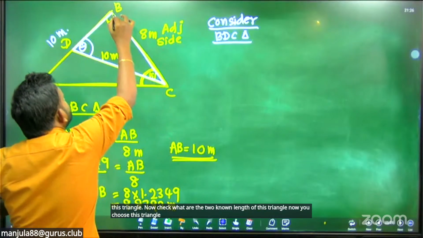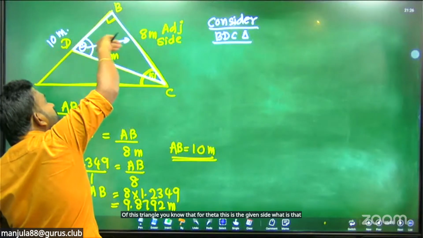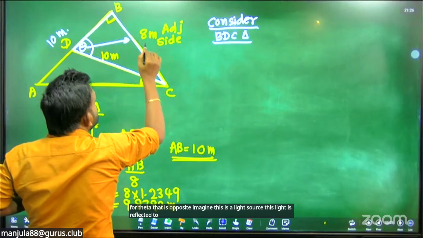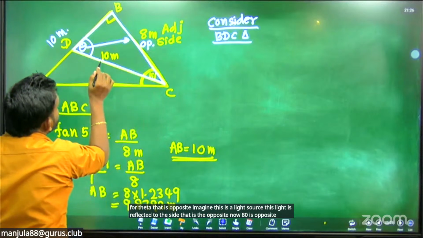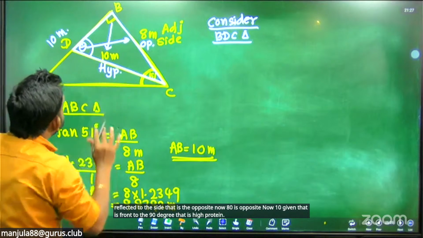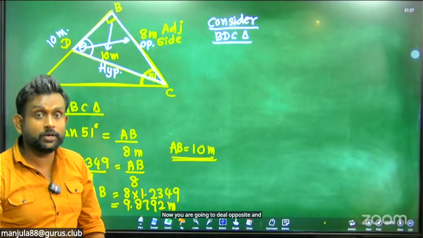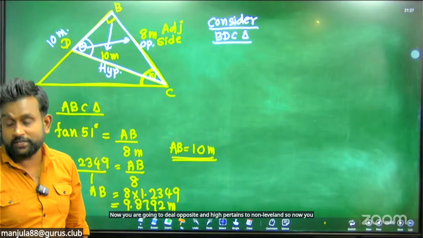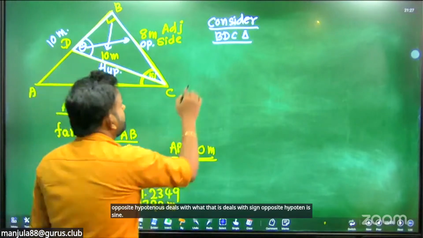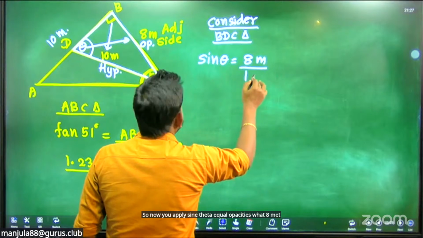Of this triangle, for theta, this is the given side. What is that? For theta, that is the opposite. Imagine this is a light source, and this light is reflected to this side. That is the opposite. Now 8 is the opposite. Now 10 is given, that is in front of the 90 degrees, that is the hypotenuse. Now you are dealing with opposite and hypotenuse, which deals with sine. So we apply sine theta equals opposite, 8 meters, divided by hypotenuse, 10 meters.